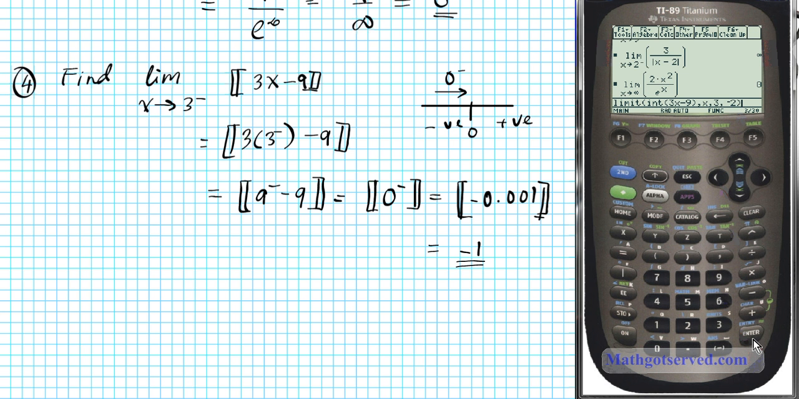Okay? Let's press enter. Now we have to read the entry to ensure that we entered our argument or expression correctly. Okay? So limit as x approaches 3 from the left. Good. The greatest integer function, or int, they mean the same thing, of 3x minus 9. Good. And we have our answer -1. Okay? So we are confident that our answer is in fact correct.